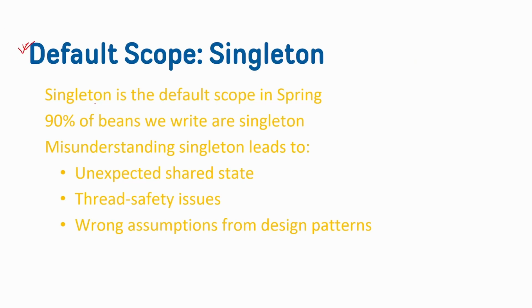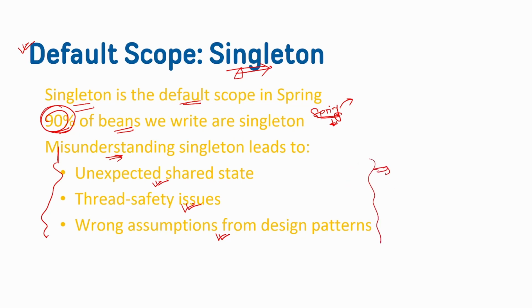Singleton is the default scope in Spring. 90% of the beans that we write in Spring are singleton by default. So it becomes very crucial to understand the working of the singleton bean in great detail. Misunderstanding the singleton leads to unexpected shared state, thread safety issues, and wrong assumptions from the design pattern. So we need to clearly understand how the singleton bean scope works.